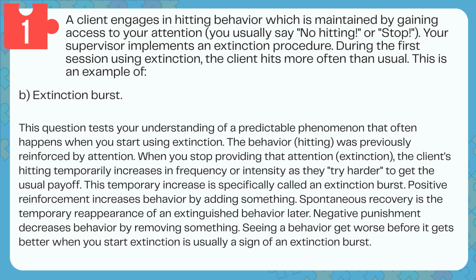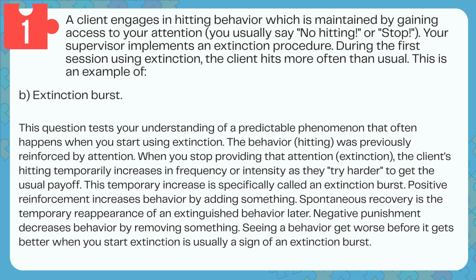Answer B. Extinction burst. This question tests your understanding of a predictable phenomenon that often happens when you start using extinction. The behavior, hitting, was previously reinforced by attention. When you stop providing that attention, extinction, the client's hitting temporarily increases in frequency or intensity as they try harder to get the usual payoff. This temporary increase is specifically called an extinction burst.